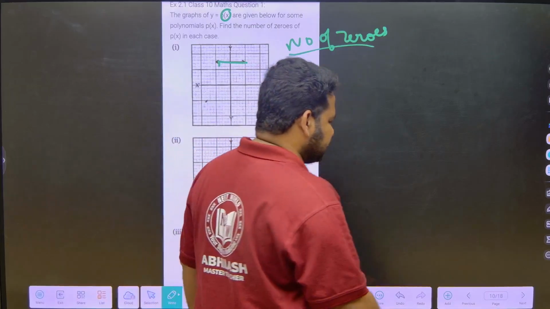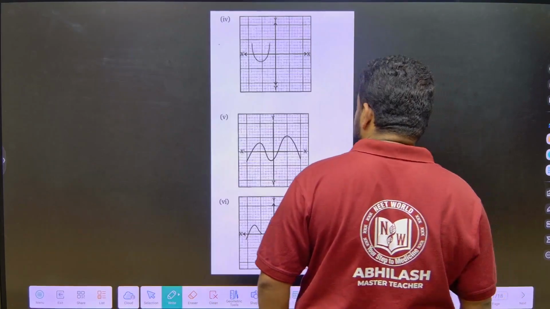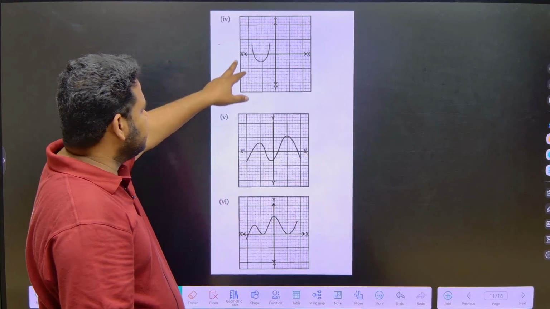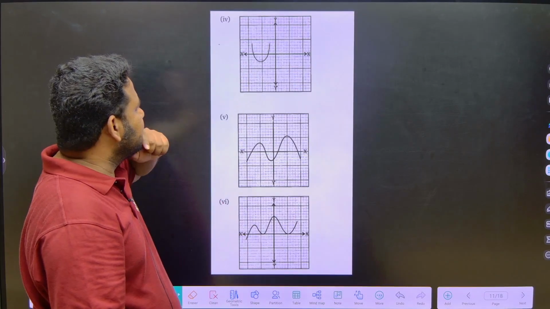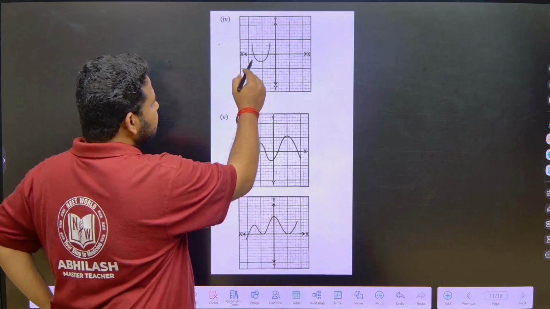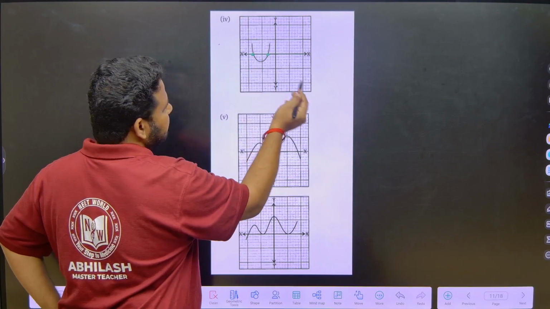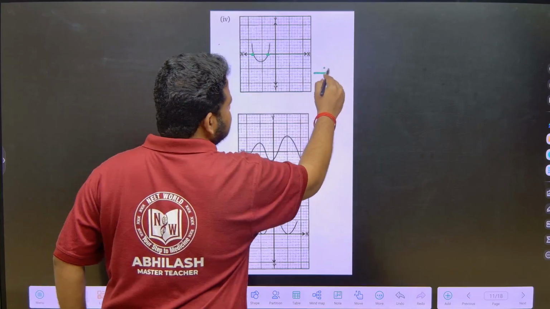Now let us have a look at this one. If they are given like this, here it is touching at how many points? Here it is touching at 1 point, here it is touching at another point. Here the number of zeros is how many, friends? Here the number of zeros is 2.